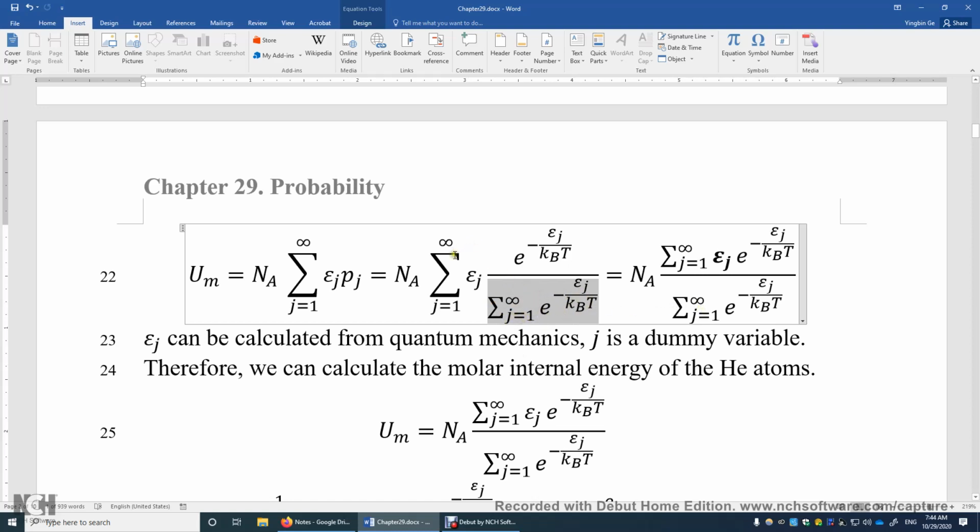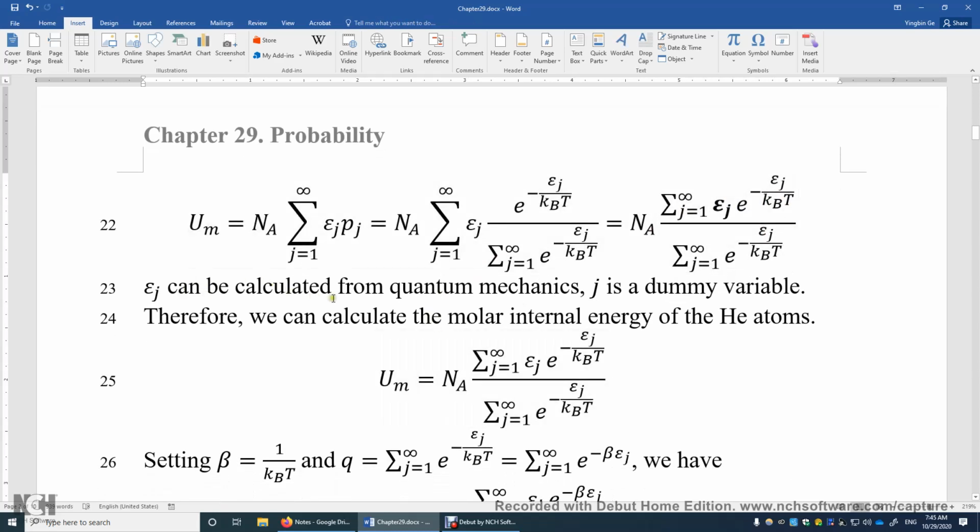And then you just need to sum up epsilon j times this exponential function. So pay attention here. In the numerator, you have this epsilon j. And in the denominator, you do not have that epsilon j. And if you look at this expression and compare this with quantum mechanical postulate 4, that can be used to calculate the expectation value of epsilon. This is a very good analogy.